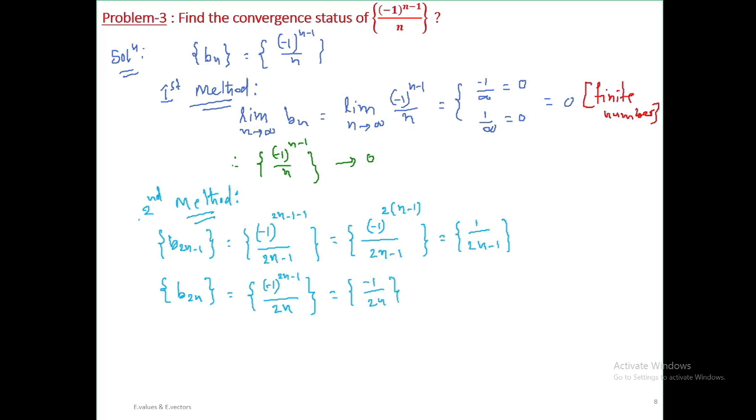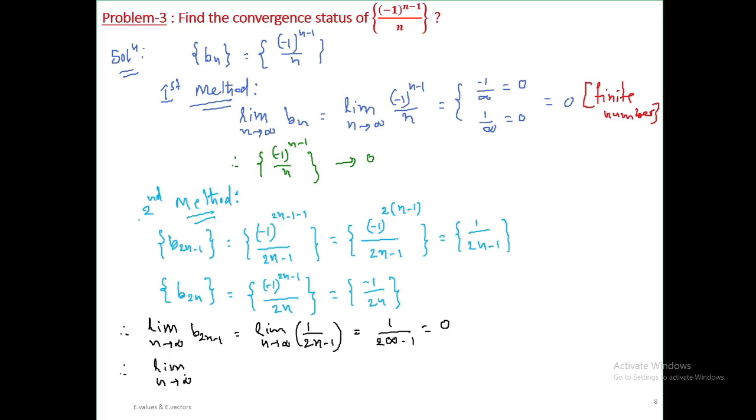This is the second subsequence. Now let us find the limits for those subsequences. So the limit as n tends to infinity of b2n minus 1. What is this? b2n minus 1 is 1 by 2n minus 1. This is 1 by 2 into infinity, which is infinity, minus 1. So 2 infinity minus 1. The answer is 0.